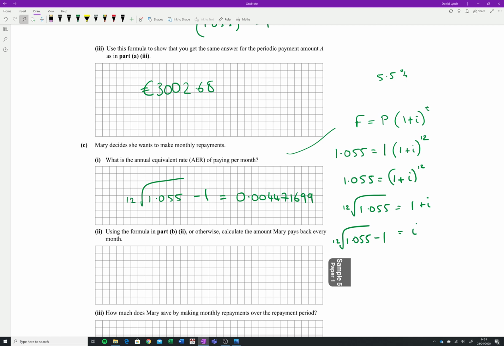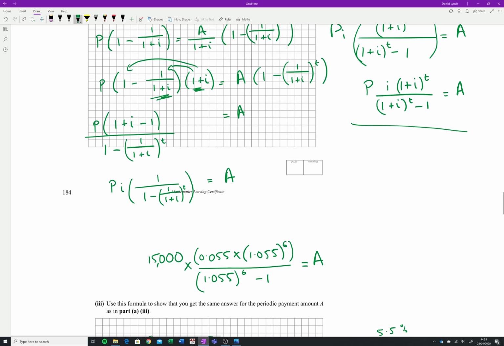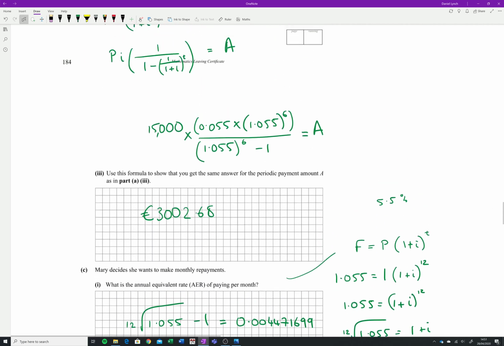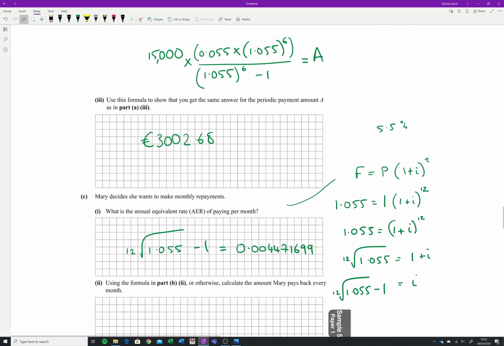Use the formula in B part 2. So that was this one here, to find out how much she would be paying back every month. Okay, so let's do that. I'll put in minus 1. So I have my i in here. P is still 15,000, that was our loan amount, multiplied by our fraction, i, which is our monthly rate, times 1 plus i. Now it's to a power. Remember, this is over 6 years still.